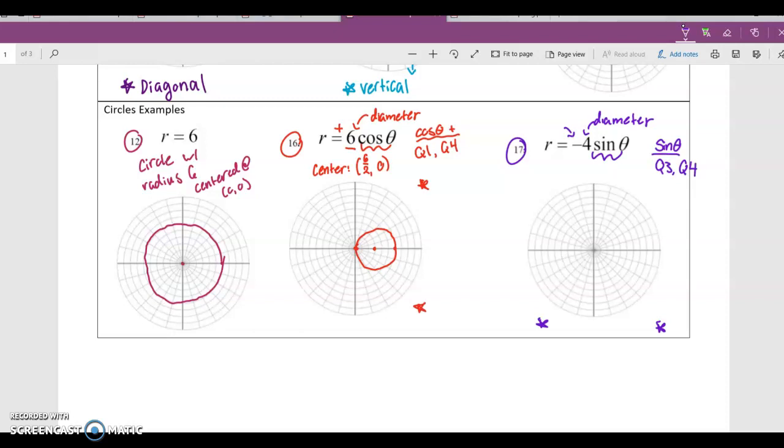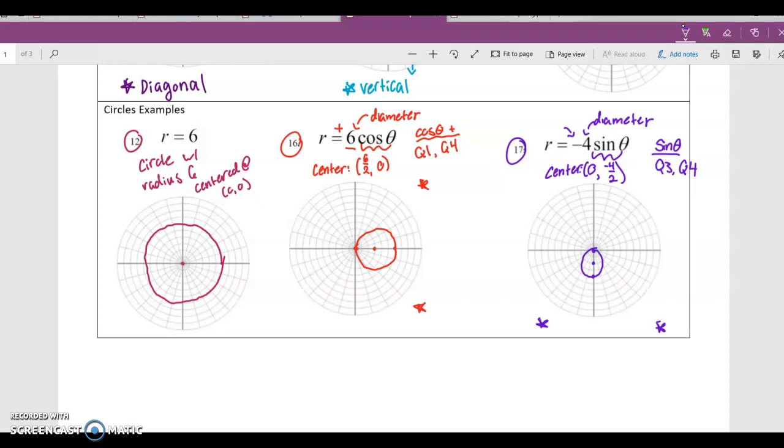Now we look here for where our center is, and our center this time is going to be on the y-axis. So my x-coordinate is 0, and then my y-coordinate is negative 4 over 2. So 0, negative 2. So we start here, go down 2, that's the center, and then my radius is 2, so we move 2 circles down and 2 circles up, and we make that circle there.